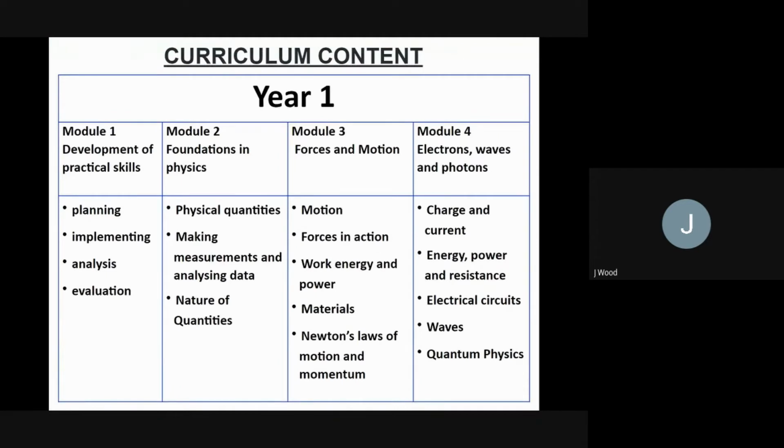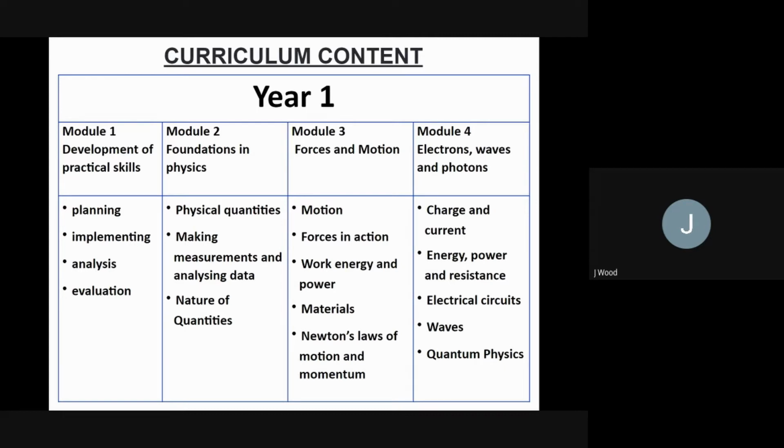The A level course spans 2 years, as with most A levels, and there are 6 modules that span those 2 years. The first module will look at your practical skills, ensuring that you can effectively plan, analyze, and implement experiments. The second one will look at the way you analyze data and measure quantities. So things like those basic math skills that apply across all topics in physics are looked at in that second module.